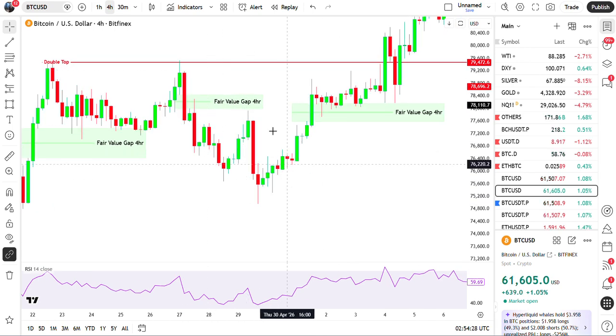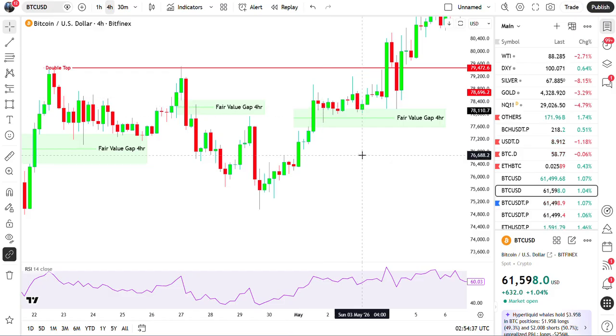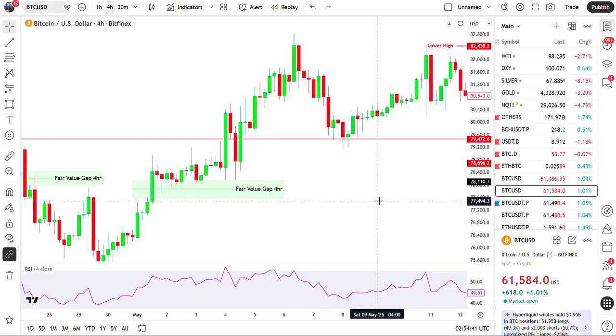Alright, so the trend started to get a bit weird here. Lower high, high, lower low. Then we made a high. There was another fair value gap. Boom, that was a big one as well.